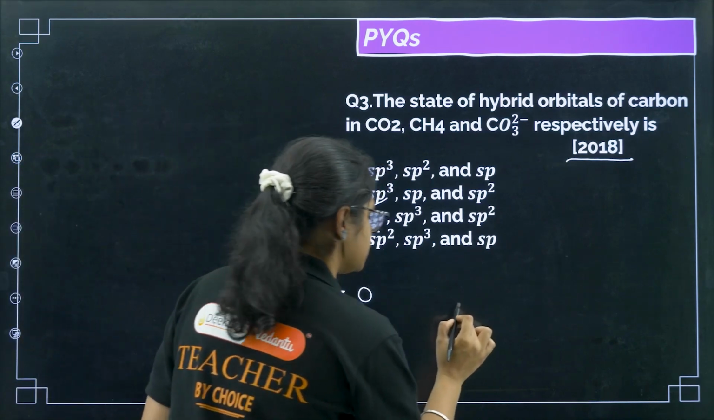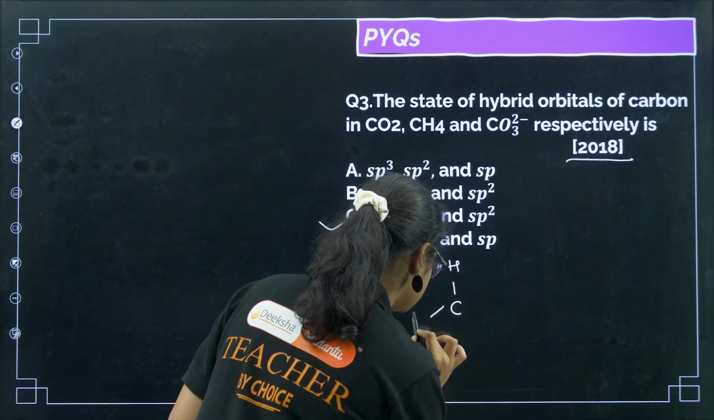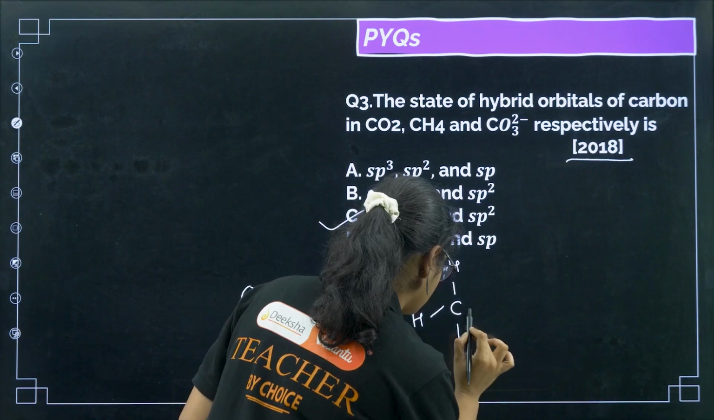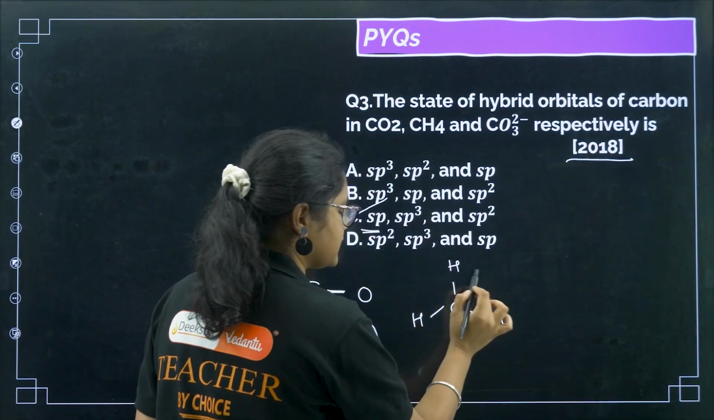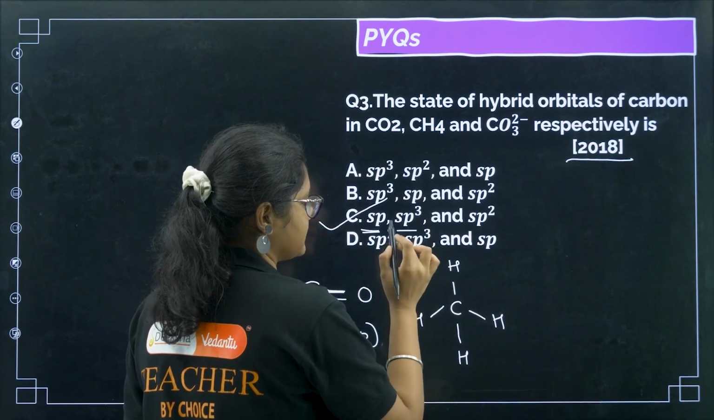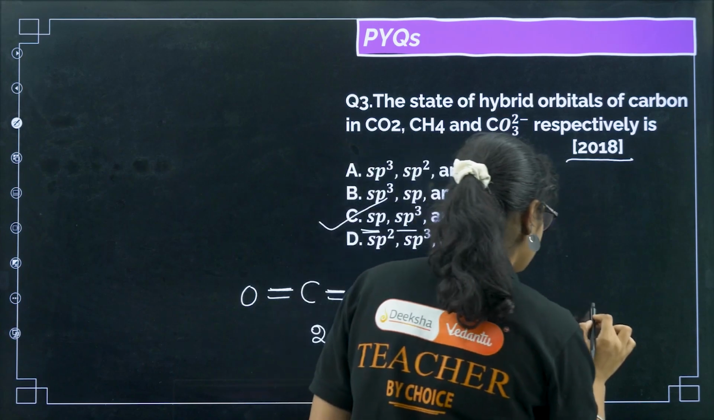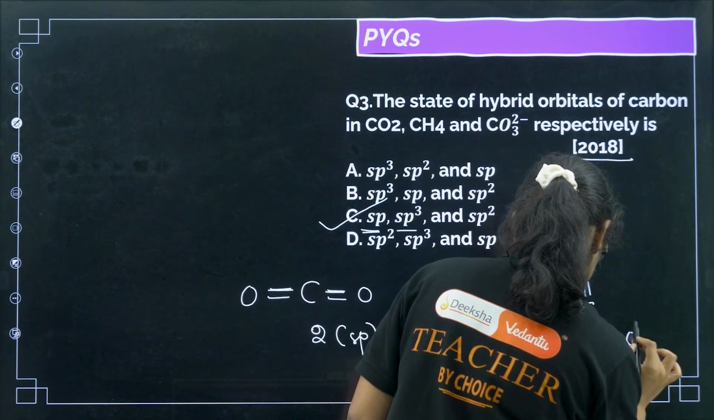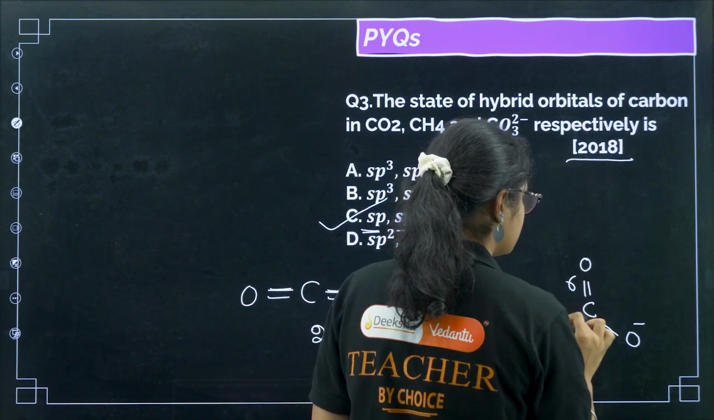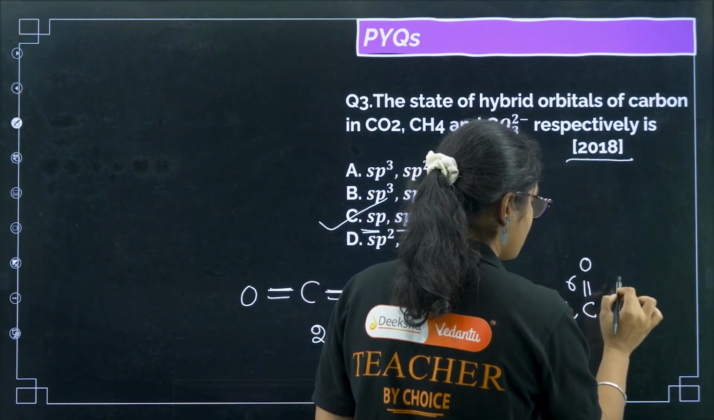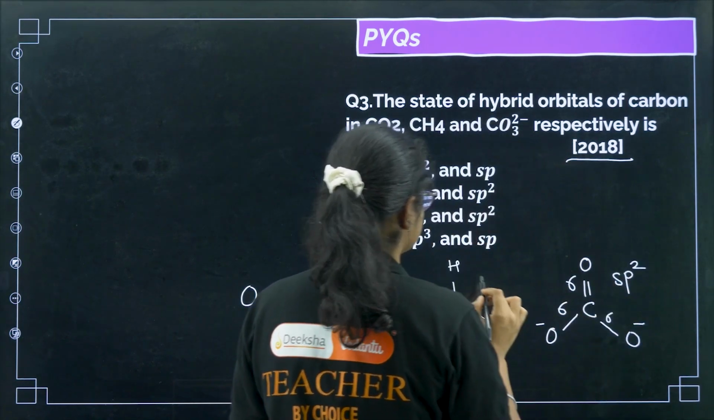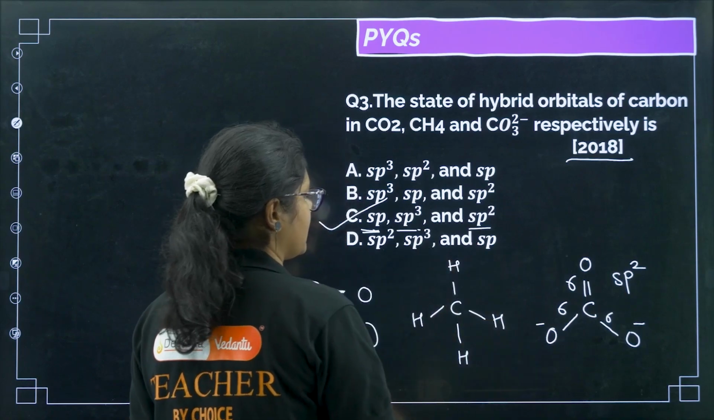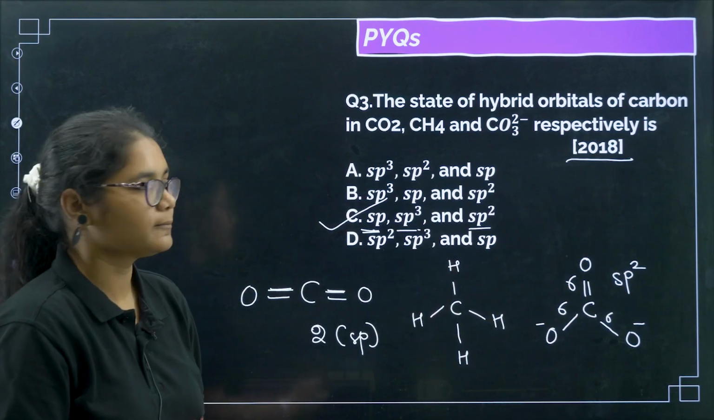CH4, if you see, the structure is like this, CH4. Okay. So here we have 4 sigma bonds. 4 sigma bonds will have sp3 hybridization. Then we have CO3 2-. Okay, CO3 2-, sigma sigma sigma. 3 sigma bonds, so that is sp2 hybridization. So sp, sp3 and sp2, option number C here.